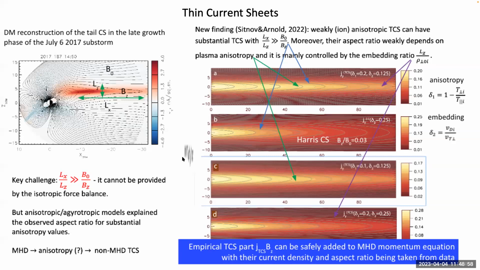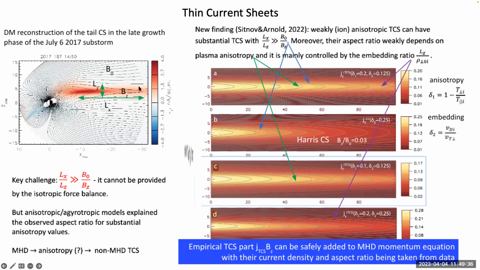So as a final point, I'm not going to go over every detail here, but I just want to briefly mention an additional project that we hope to start working on, which is incorporating not just the empirical pressure, not just the empirical resistivity, but actually empirical thin current sheets. The idea being that in MHD, the kind of current sheet that you can get is not as thin as what is observed, right? So in reality, you get these thin current sheets which stretch out for many RE, much more than what you can get in MHD.